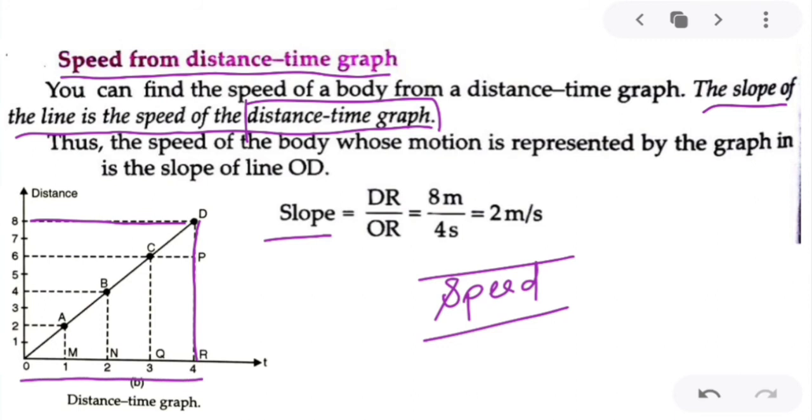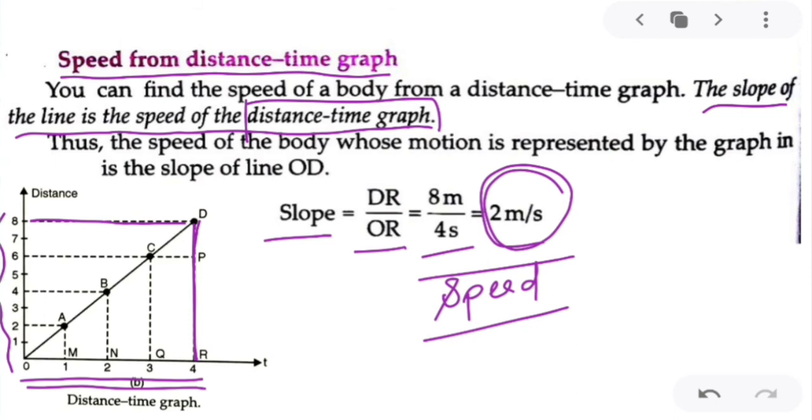Okay, dr by OR. That means dr here is 8 units. Dr here you see 8 units, and OR here is 4 units. So 8 meters divided by 4 seconds, that means 2 meters per second. So in this way we can find the speed from the graph.